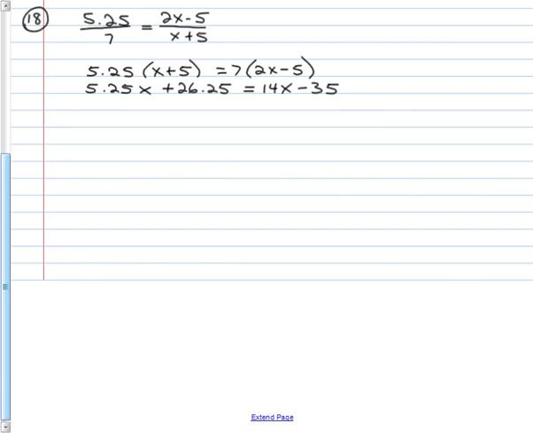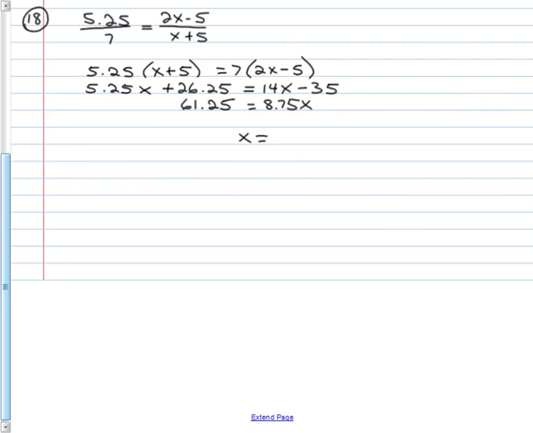Going to get like terms together. I'm going to subtract the 5 1/4 from that 14. 8.75x. I'm going to add the 35 to this 26.25. So that would be 61.25. Need to divide by 8.75 to try to figure out the x.